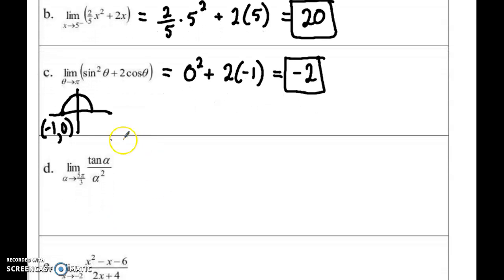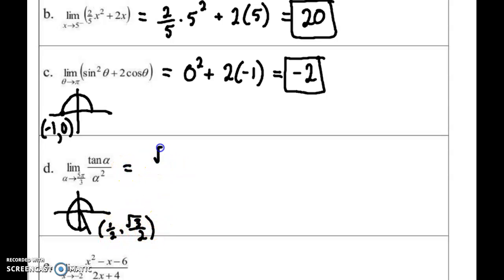Here's another that if you aren't good with the unit circle, we have some work to be done. 5 pi over 3 is in the 4th quadrant. That's the ordered pair 1/2, root 3 over 2. And tangent is sine over cosine, so root 3 over 2 over 1/2. The 2's will cancel. So we're looking at root 3 over 5 pi over 3 squared, because we can plug both those in for alpha.